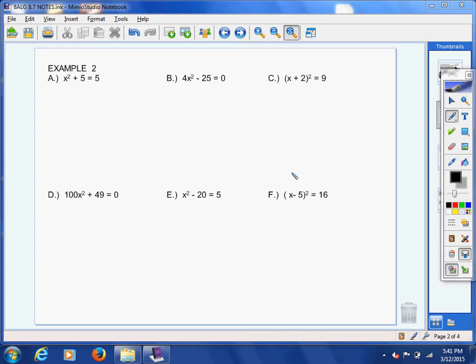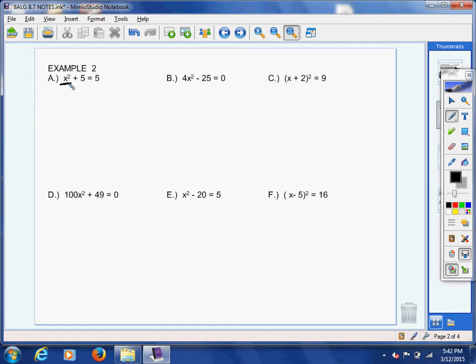Back. We're still in 8.7. Example 2 is really similar to example 1. What we want to do is get our squared variable, or our squared quantity, on one side and our constant number on the other side. That's our goal, okay?